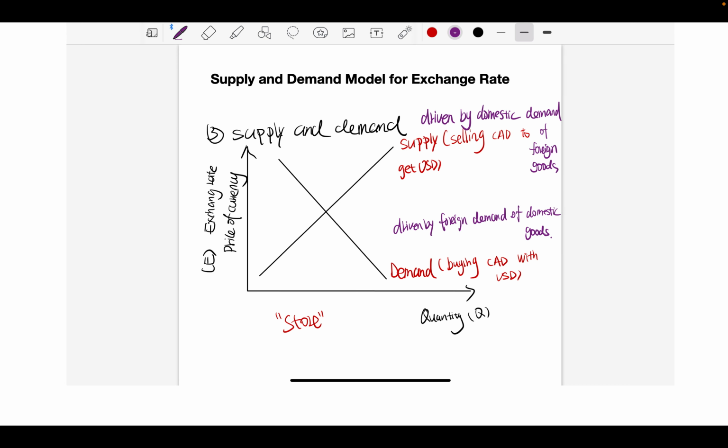So here's a graph of the supply and demand model of exchange rate. In terms of the demand curve, the demand for currency is driven by foreign demand for that country's goods and services or capital. A lower currency makes a country's goods and capital more attractive since they are cheaper for foreigners to purchase. In terms of the supply curve, the supply of currency is driven by domestic demand for foreign goods and capital. A high currency makes foreign goods and capital more attractive.